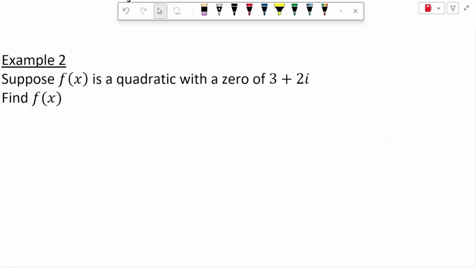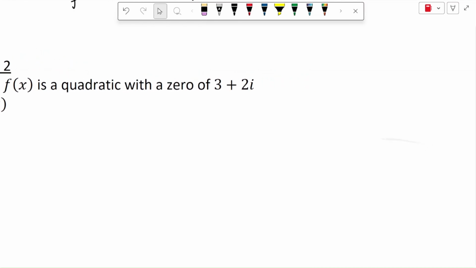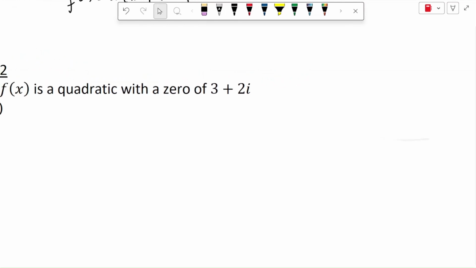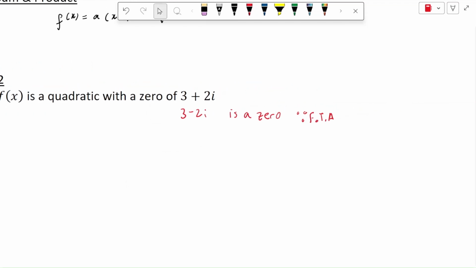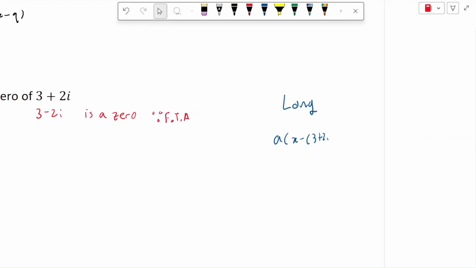So this is a direct application of sum and product. We could do this the long way. If it's got 3 plus 2i as a zero, we also know that 3 take 2i, the conjugate, is a zero. And this is by the fundamental theorem of algebra. So that's good. And if you wanted to do it the long way, you could expand it out as x take 3 plus 2i, and then the other factor would be x take 3 take 2i, and expand.